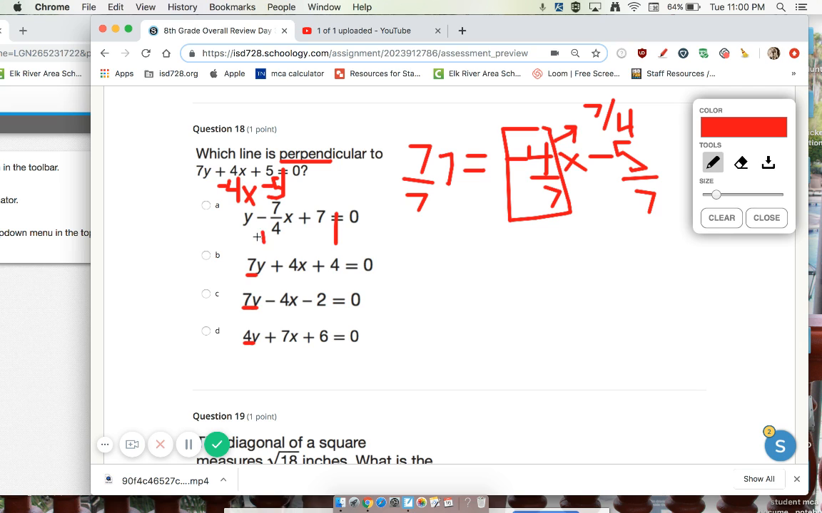But I'm going to add 7/4 x, and then I'm also going to multitask by subtracting 7 to both sides. Again, your goal is to get y alone. So then I have y equals 7/4x, and then what? Minus 7. And then if you look, I can be done here because my perpendicular slope should be 7/4, and the slope of this line is 7/4.